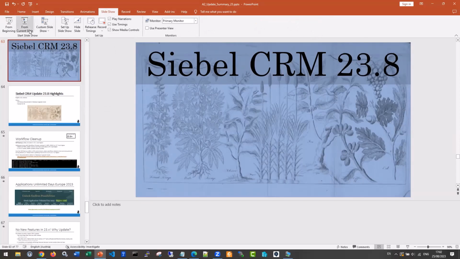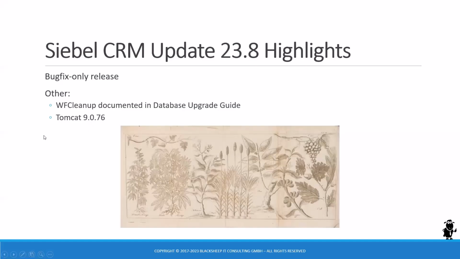And let me just get into a slideshow here. You can tell already by this slide, there's not much to talk about since 23.8 was a bug fix only release, so no new official features. There have been documentation updates, and one of these I would like to put forward because it's a very important utility that's related to workflows. And also the Tomcat gets seemingly regular security updates or version updates, which of course increase security. 9.076 is the version delivered with 23.8.